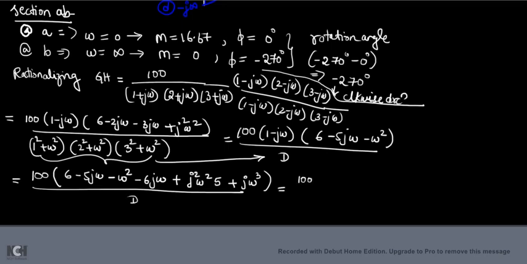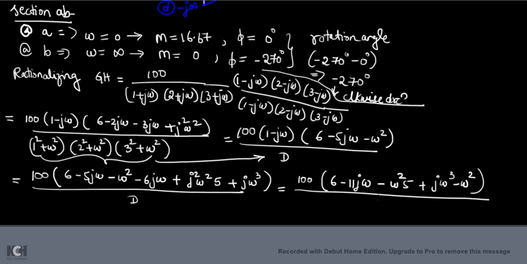Now you will get 100 in the numerator. What are the real terms? You take all the real terms. You will get 6, minus 5j omega minus 6j omega can be written as minus 11j omega, and j square can be written as minus omega square into 5, and then you have j omega cube, and then you have minus omega square. Make sure you take all the terms without leaving any terms. Now again I will simplify.